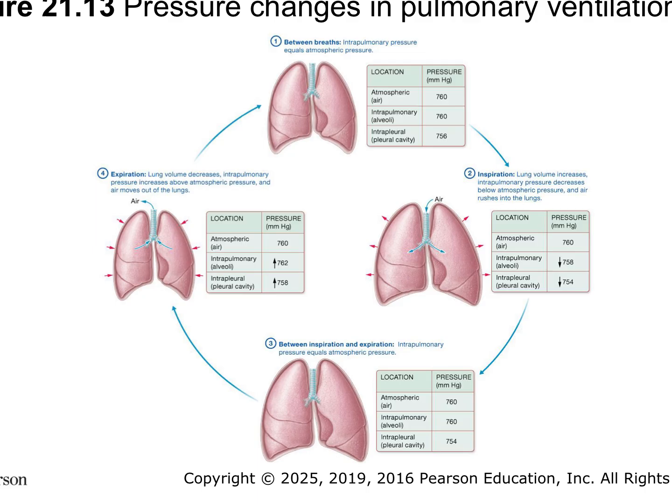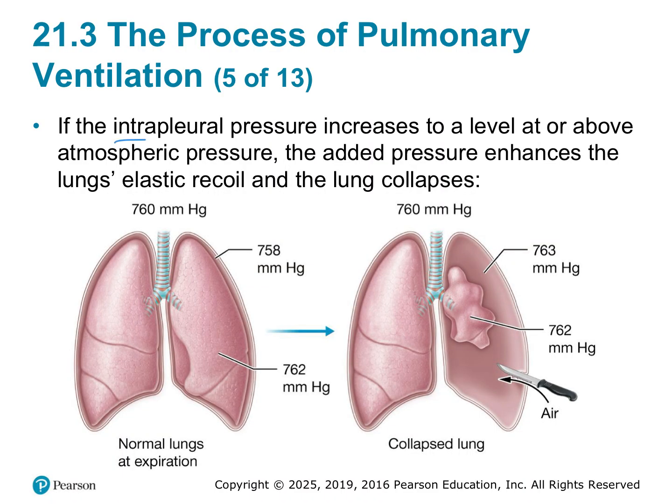And then as we exhale, the lungs recoil, they get smaller. That means pressure increases in the lungs. Pressure is higher in the lungs than in the atmosphere, so the air goes from the lungs out into the atmosphere and we exhale. I did mention intrapleural pressure, and this becomes relevant if for some reason the intrapleural pressure increases to either atmospheric or above atmospheric pressure.